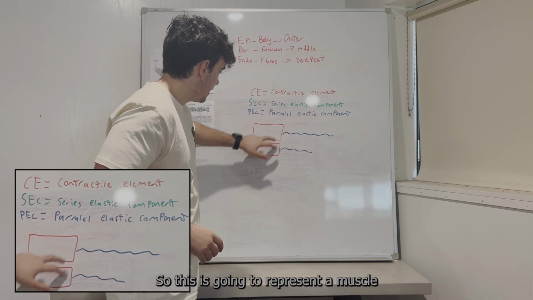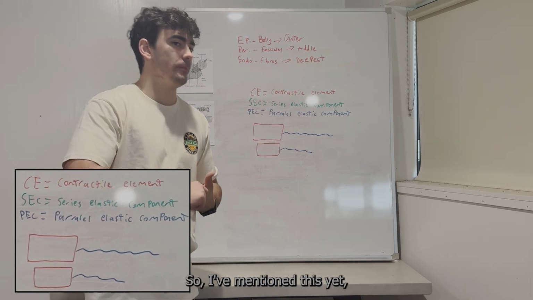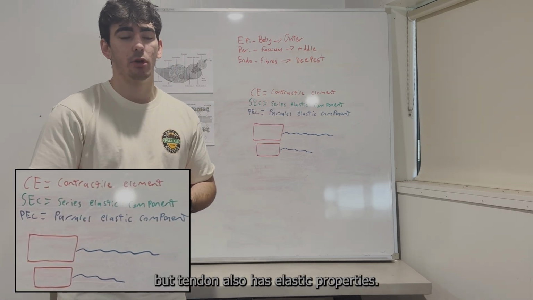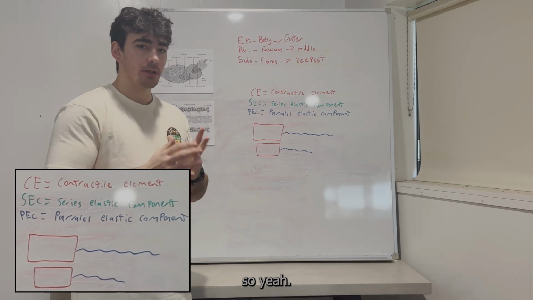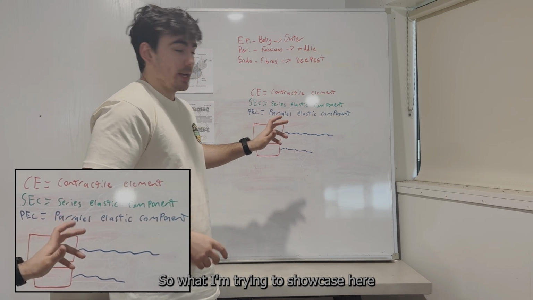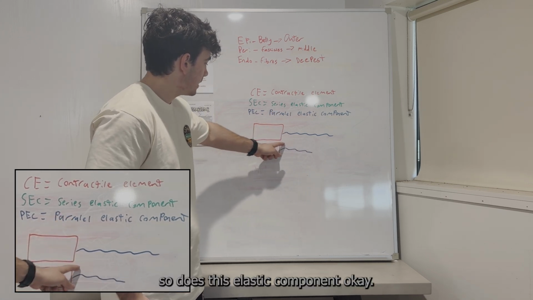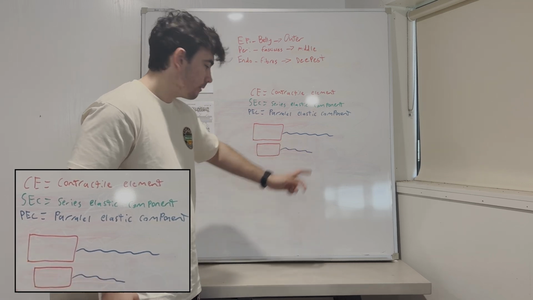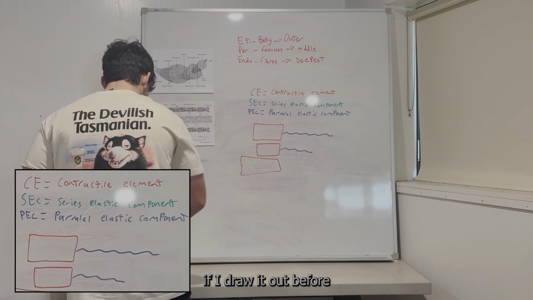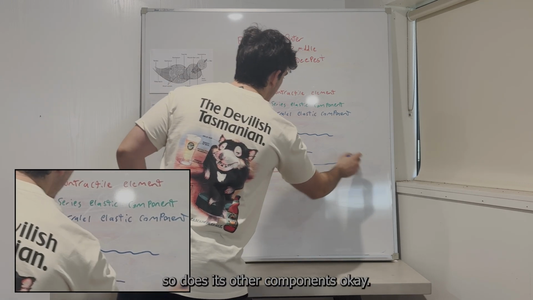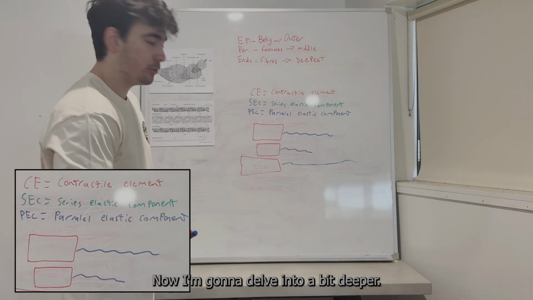So this is going to represent a muscle for the time being, and this is going to represent the elastic components. I haven't mentioned this yet, but tendon also has elastic properties, as does the myosin S2 that we were talking about. So what I'm trying to showcase here is as the muscle shortens, so does this elastic component, okay? And similarly, if a muscle lengthens, so do its other components, okay? Perfect, we've got that now. I'm going to delve a bit deeper.